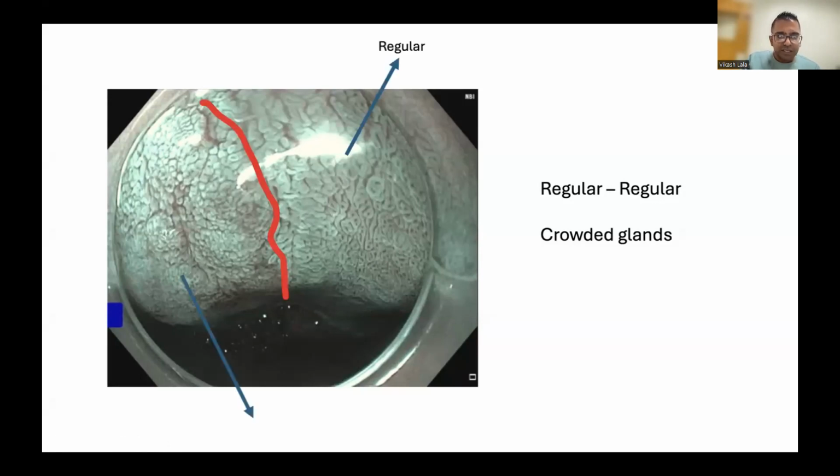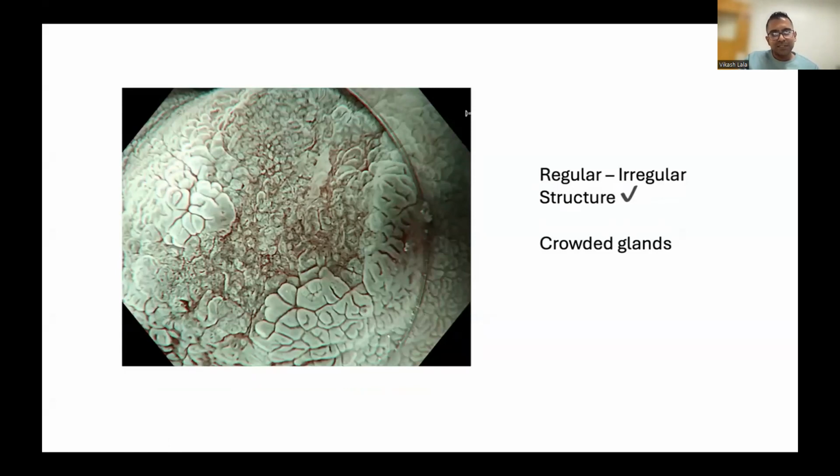So that's your regular area, and that's your regular area as well. This is a little bit different. So here you're starting to lose some regularity in the lesion. So you can clearly see the demarcation, and it's well highlighted with, this is the combination of acetic acid and NBI. And you can clearly see the regular area, and then you can see the irregular area.